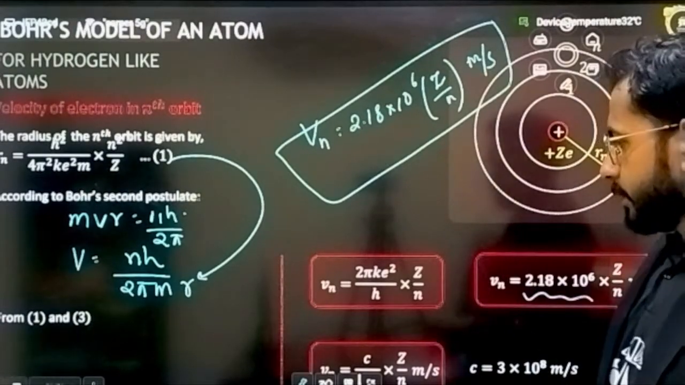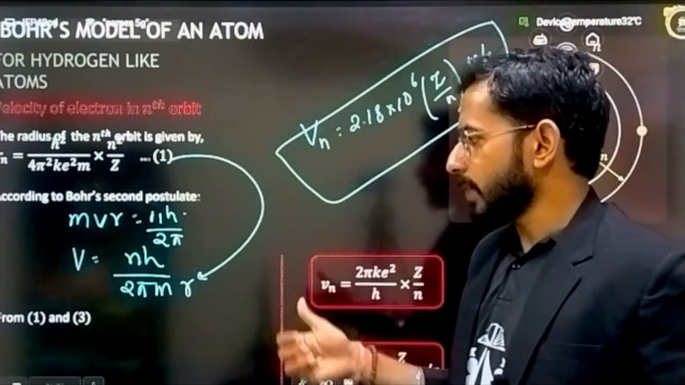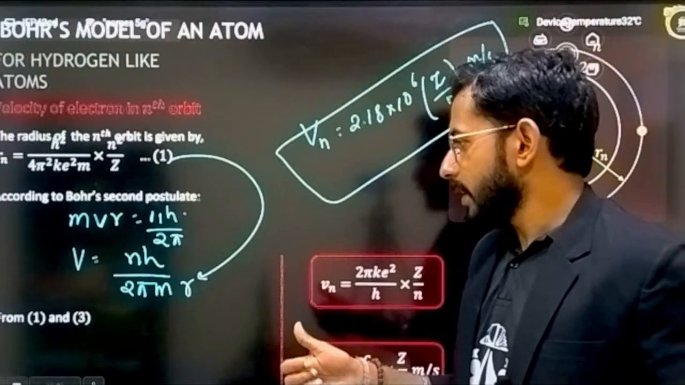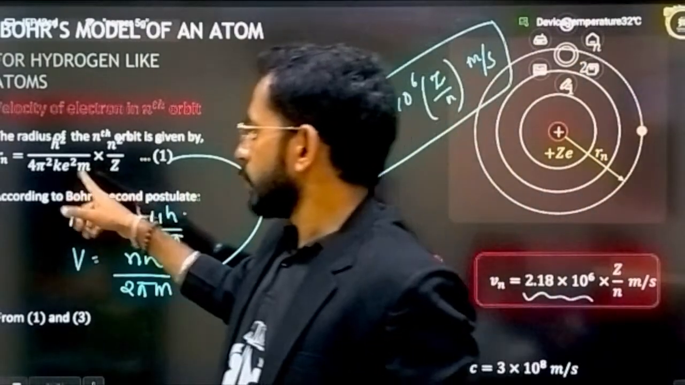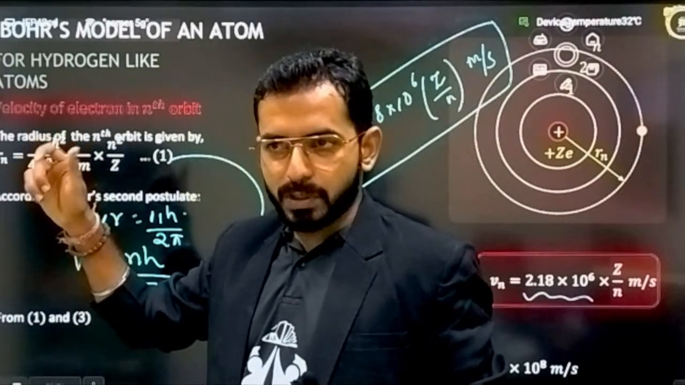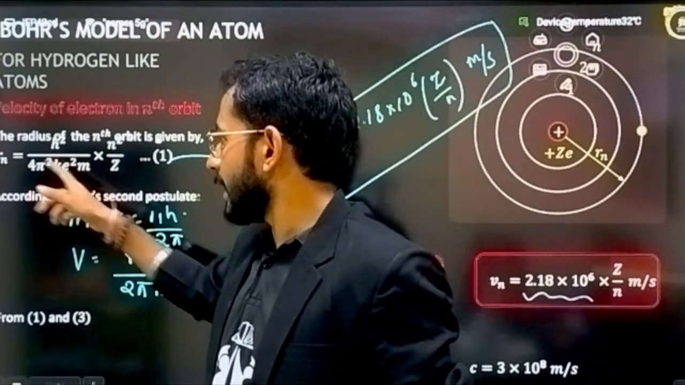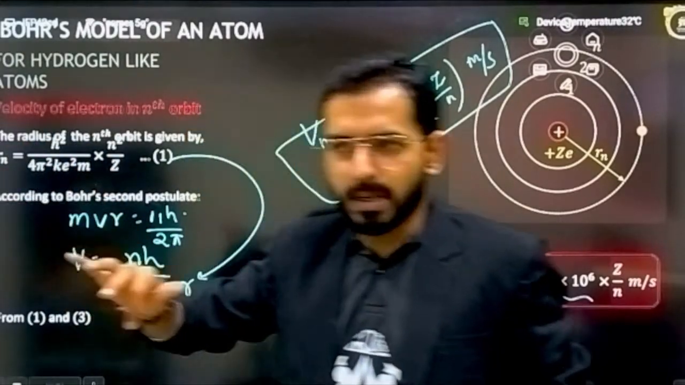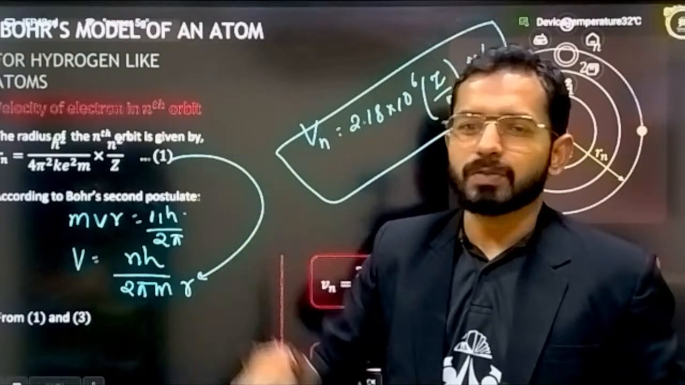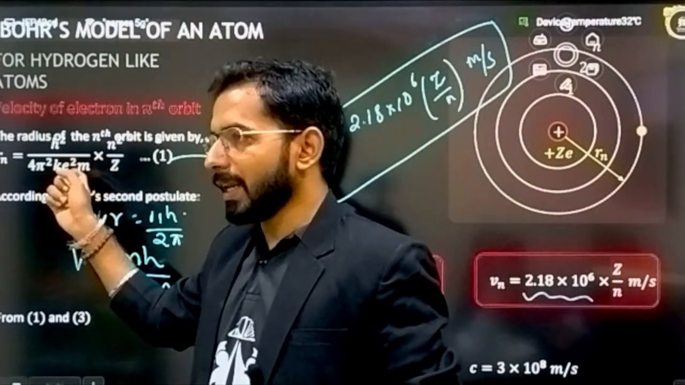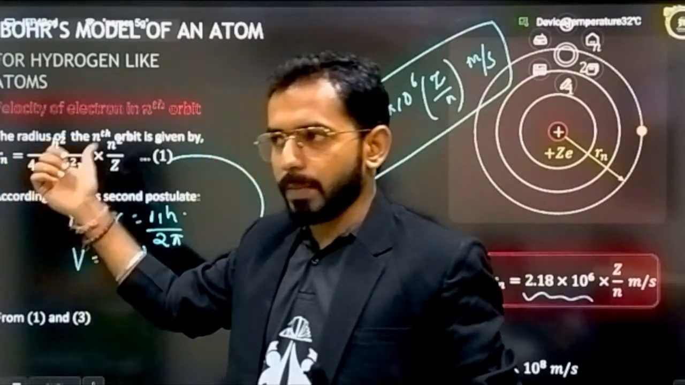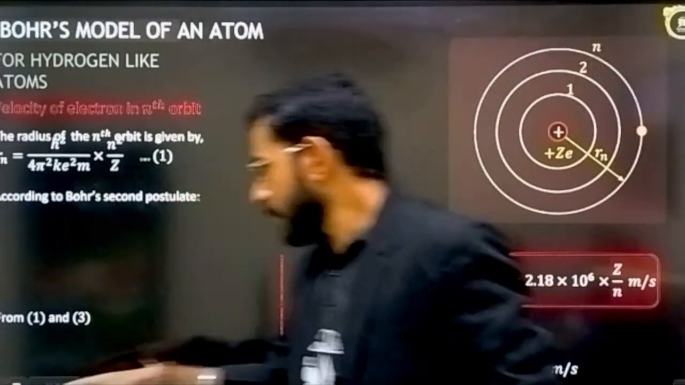Correct. If you want to remember one more important thing: in the radius formula, if you notice how the radius is related to the mass of the electron, you can say that it is inversely proportional. Because one time a question was asked about where the mass of the electron will lie. Here it is the radius and here it will be the mass. That is inversely proportional.